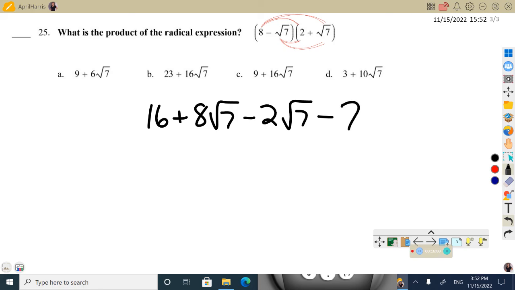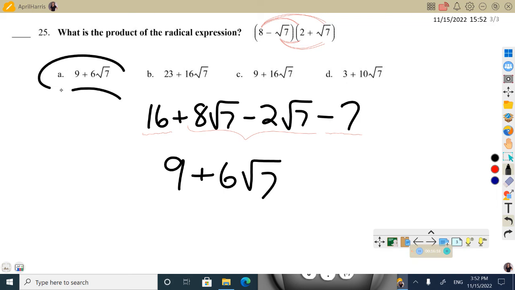So now you're going to combine like terms. 16 minus 7 are like terms, so that's going to give you 9. 8 radical 7 minus 2 radical 7 is positive 6 radical 7. And so the answer is A. There you go. All right.